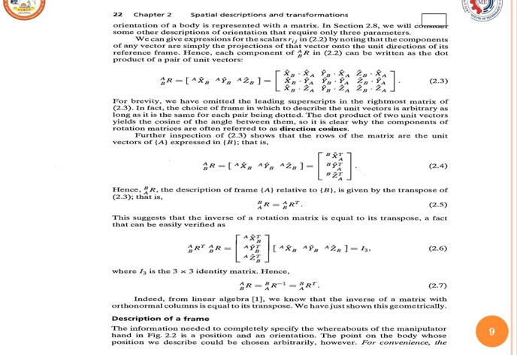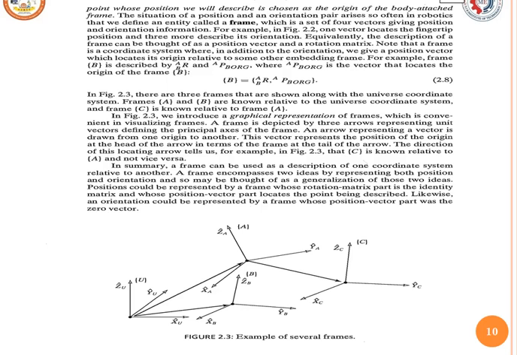Further, we will discuss how a frame is formed. Here you can see what a frame is. The position and orientation pair arises so often in robotics that we define an entity called a frame. Based on the point, the frame gets shifted to different positions. The axis keeps on shifting so that the required motion is achieved. Here the representation of a frame is shown graphically.